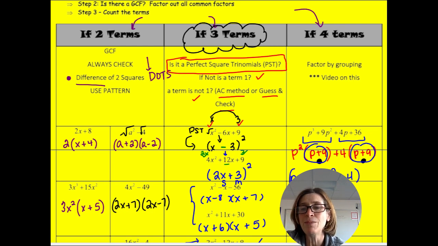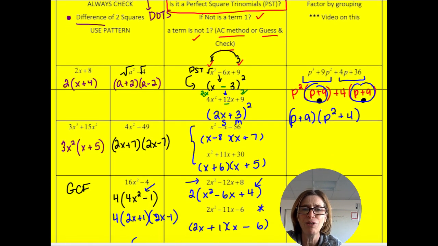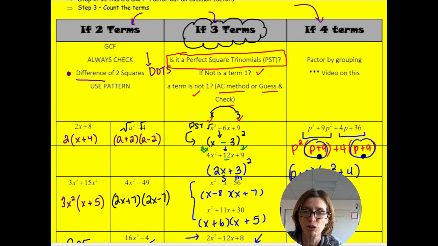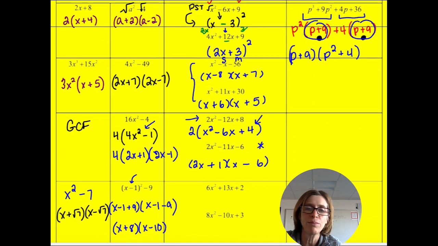All right, guys, we're going to do some more of that, but that was just a quick review of factoring trinomials, or quadratic equations. These are quadratic expressions because we are going to be using this to solve quadratics and see what all of those numbers actually mean.